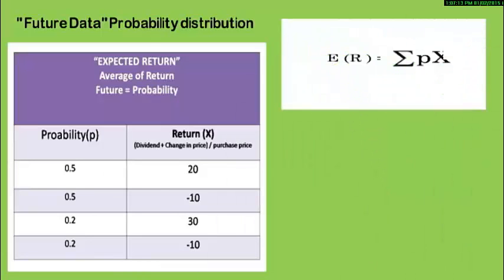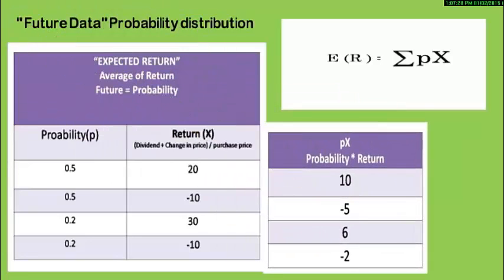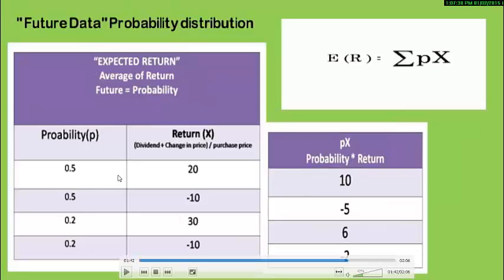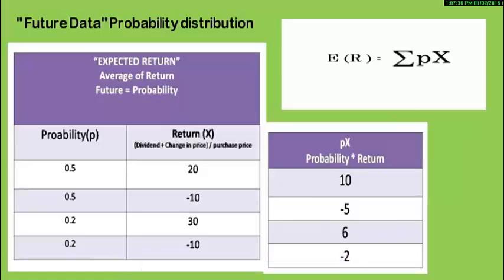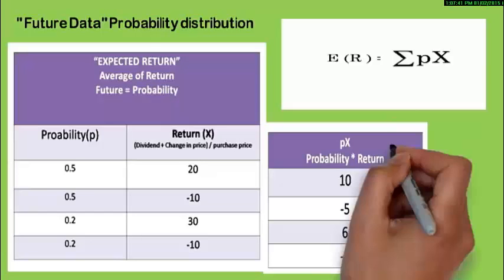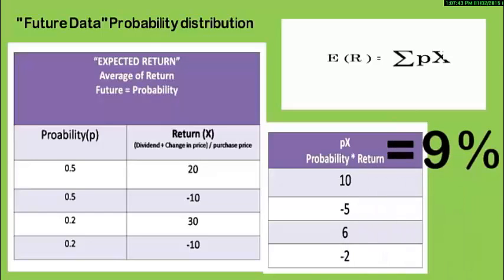Now in this case, how are we going to calculate expected return? The formula is summation px. So first we need to calculate px, and then the total of px will be the expected return. So first, that is px, that is 0.5 multiplied by 20, and 0.5 multiplied by minus 10. Similarly here, and when we add these, that is 10 minus 5, 5 plus 6, 11 minus 2, that is 9. So 9% is the expected return.